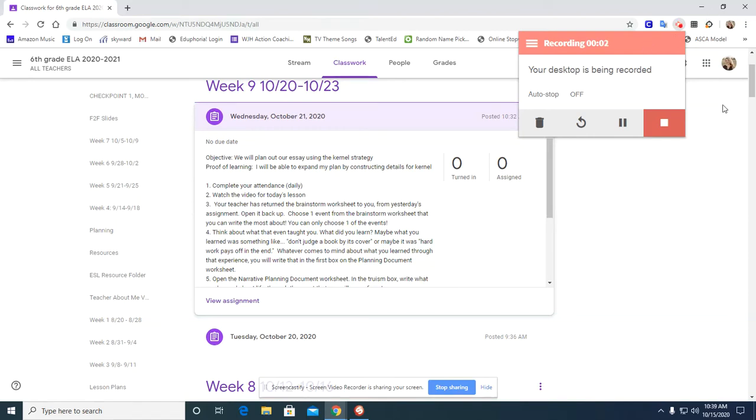Hi, good morning, students. Today we are going to plan out our narrative essay using a strategy called the Kernel strategy. By the end of class today, you're going to be able to plan your essay by constructing details or kernels for each of the essay parts. So let's go ahead and get started.